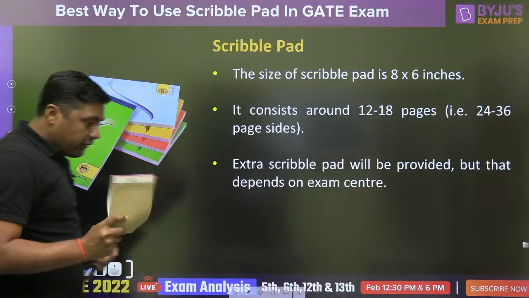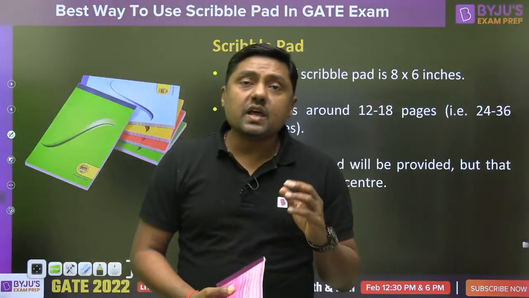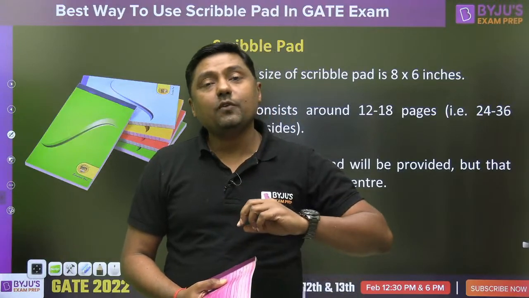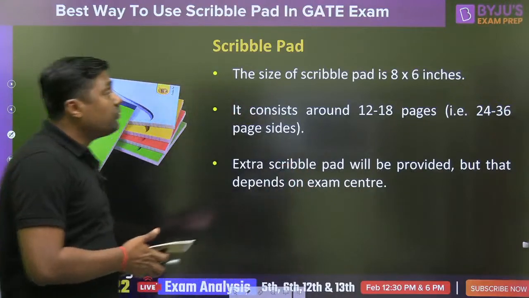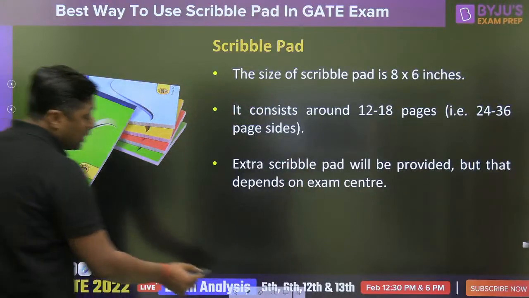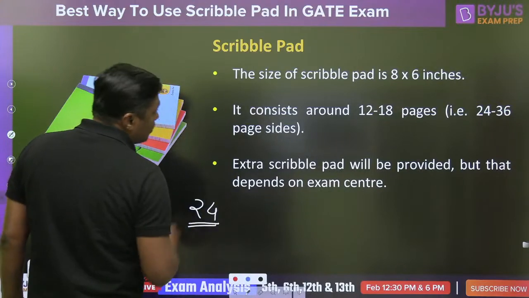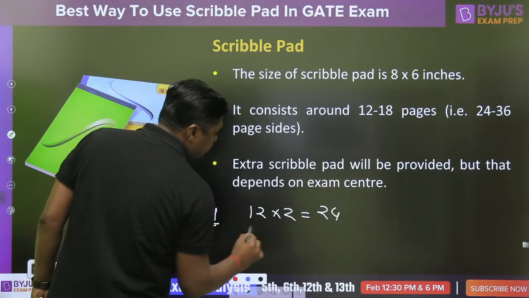We have rough sheets. How many rough sheets? It is around 12 pages. If we are talking about two sides, then it is 12 into 2, which is 24 sides. Total 12 pages, 12 into 2, that is 24 sides.